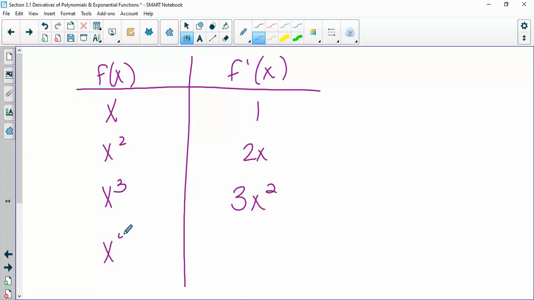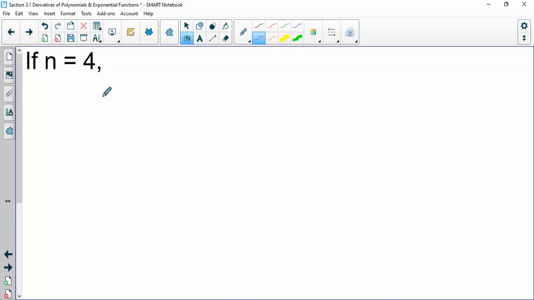Does anyone have a prediction for the derivative of x to the 4th? Okay, let's see if you're right. So you guys know how I'm working these out so far? So if we did the 4th, we have the limit as h approaches 0 of f of x plus h minus f of x over h.